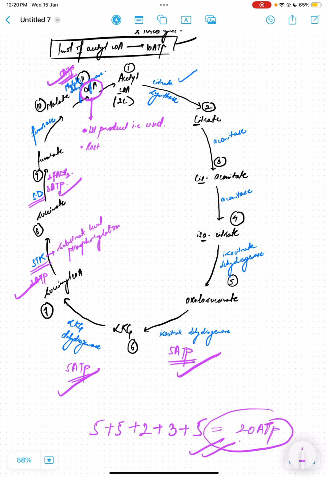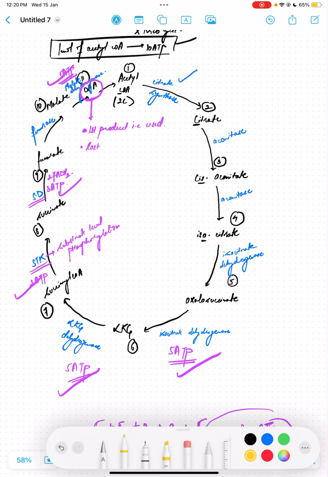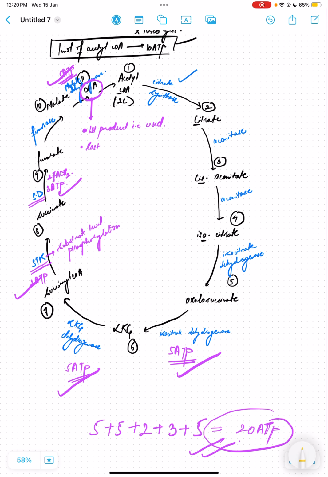Then succinyl CoA will convert into succinate, and then succinate will convert into fumarate with the help of enzyme succinate dehydrogenase. And then fumarate will convert into malate with the help of enzyme fumarase, and malate will convert into oxaloacetic acid with the help of enzyme malate dehydrogenase. So if you remember these terms, then you can easily follow the next step.